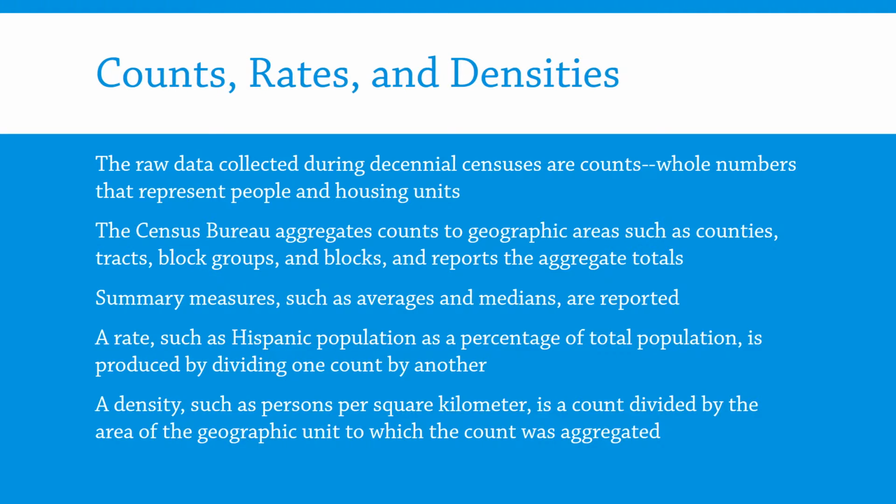Counts, rates, and densities. The raw data collected during the census are counts, basically. It's just whole numbers: people, housing units, etc. The Census Bureau aggregates this by counties, by tracts, by block groups and blocks, and then it reports those aggregate totals. Summary measures such as averages and medians are also reported. A rate, such as Hispanic population as a percentage of the total, is produced simply by dividing one by the other. A density, such as persons per square kilometer, is a count divided by the area of the geographic unit to which the count was aggregated. So that's just some rundown of how the data can be presented.